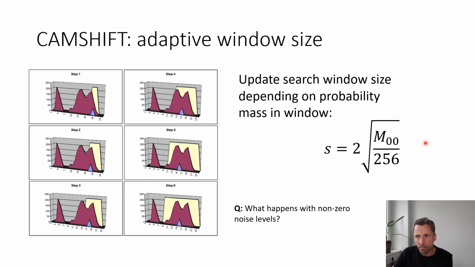I think there are a couple of more ideas that we can implement to have an adaptive search window. Yeah, so for example, one of those questions would be, what happens if you have like a non-zero noise level?